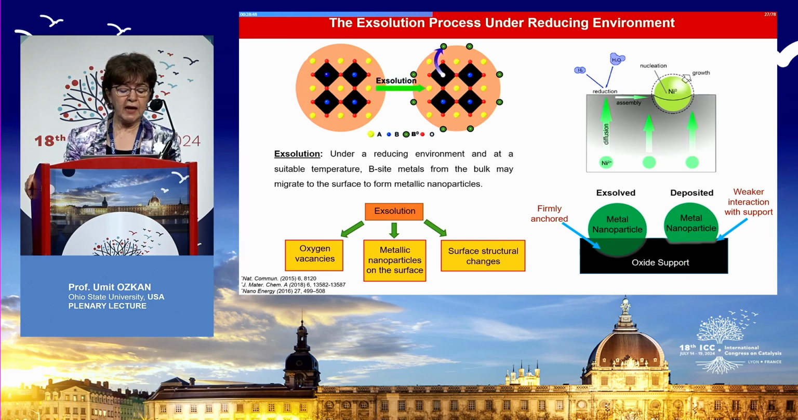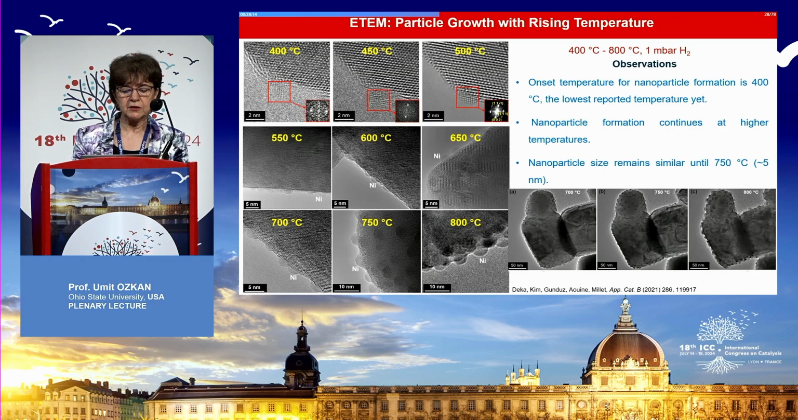It's a migration, and exsolution leads to more oxygen vacancies. It creates metallic nanoparticles on the surface. Sometimes they may also be alloys. And then there are structural changes on the surface. If we compare, for example, nickel particles or cobalt particles on the surface through the exsolution process, as opposed to ones that we may have put on using an impregnation method, these are really firmly anchored through this exsolution process, whereas if it is deposited, the interaction is much weaker.